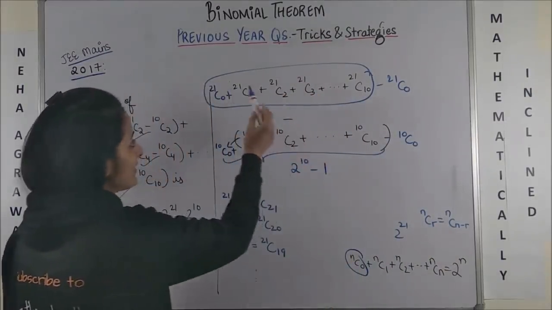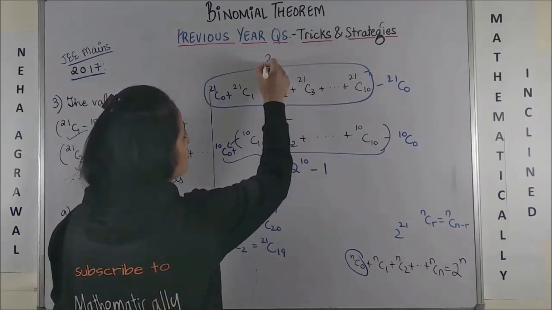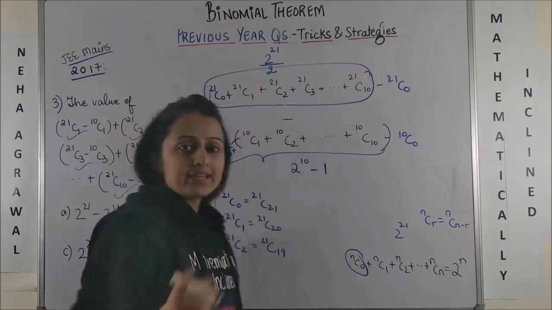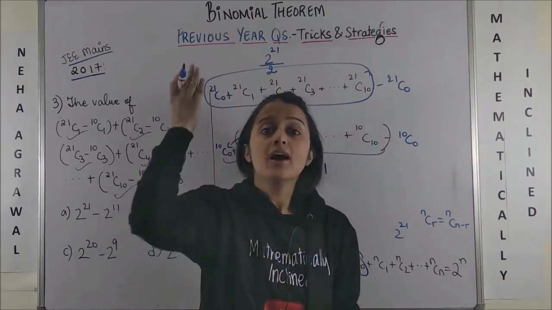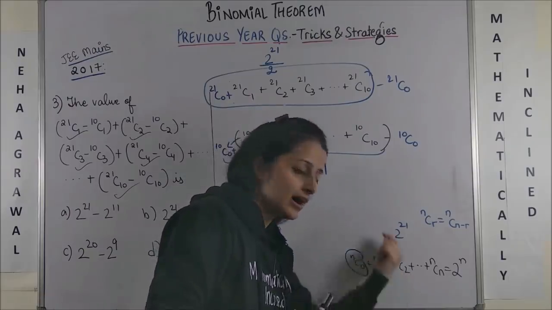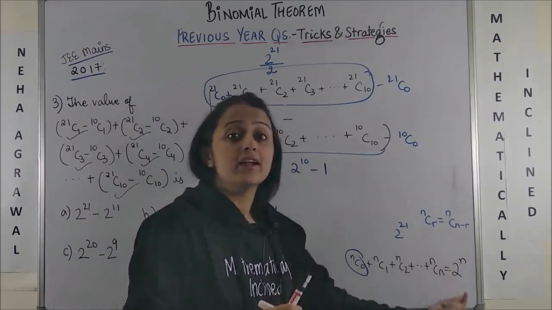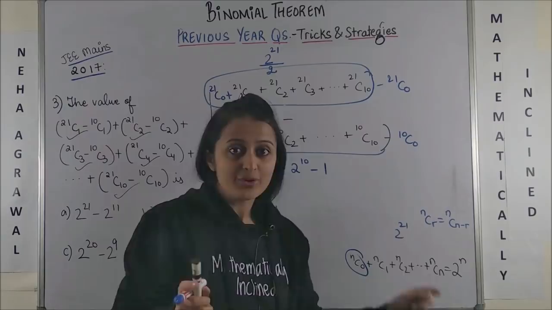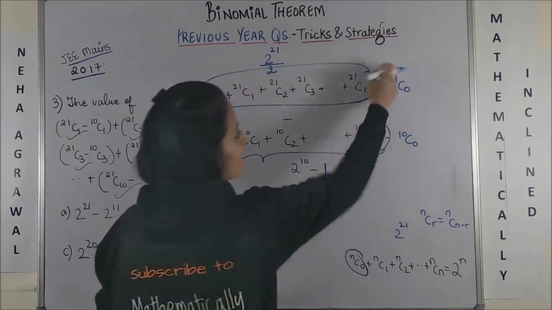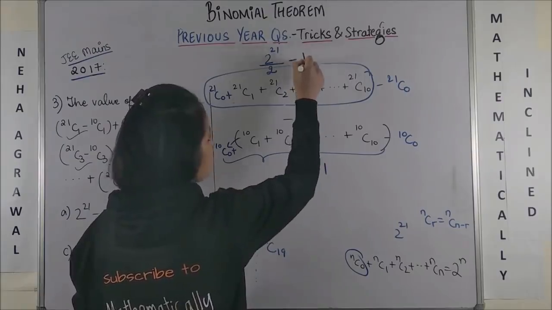So I can write this as 2 raised to power 21 upon 2. Why can I write upon 2? Because only half of it is given. It is like nC0 and only half of it is given, but the other half absolutely matches. So the sum becomes only half of it, and 21C0 would obviously become minus 1.